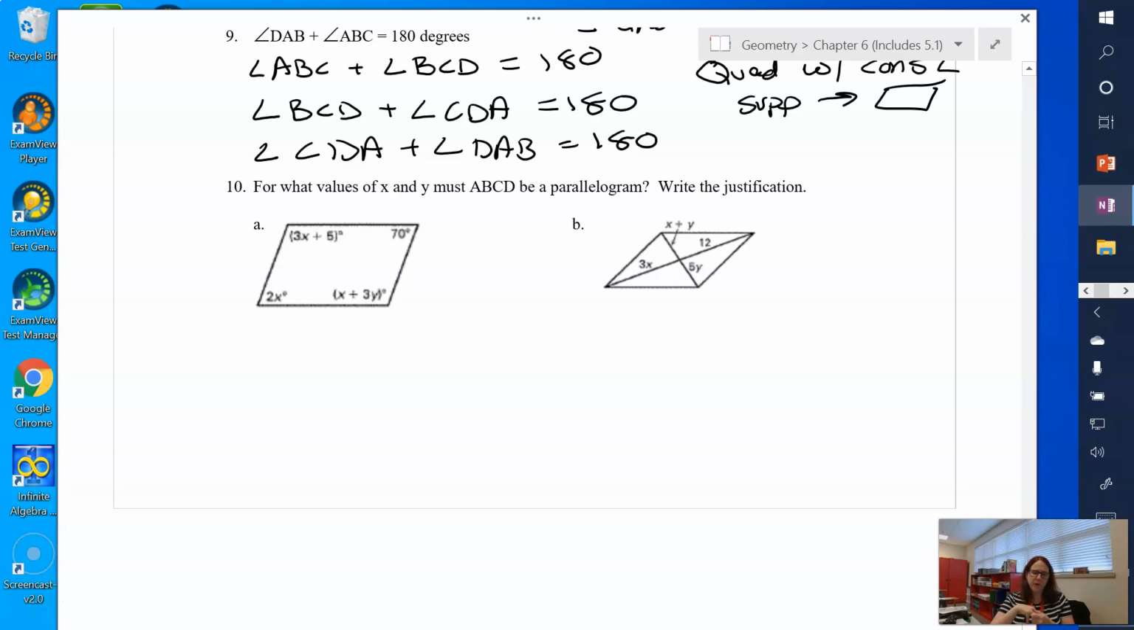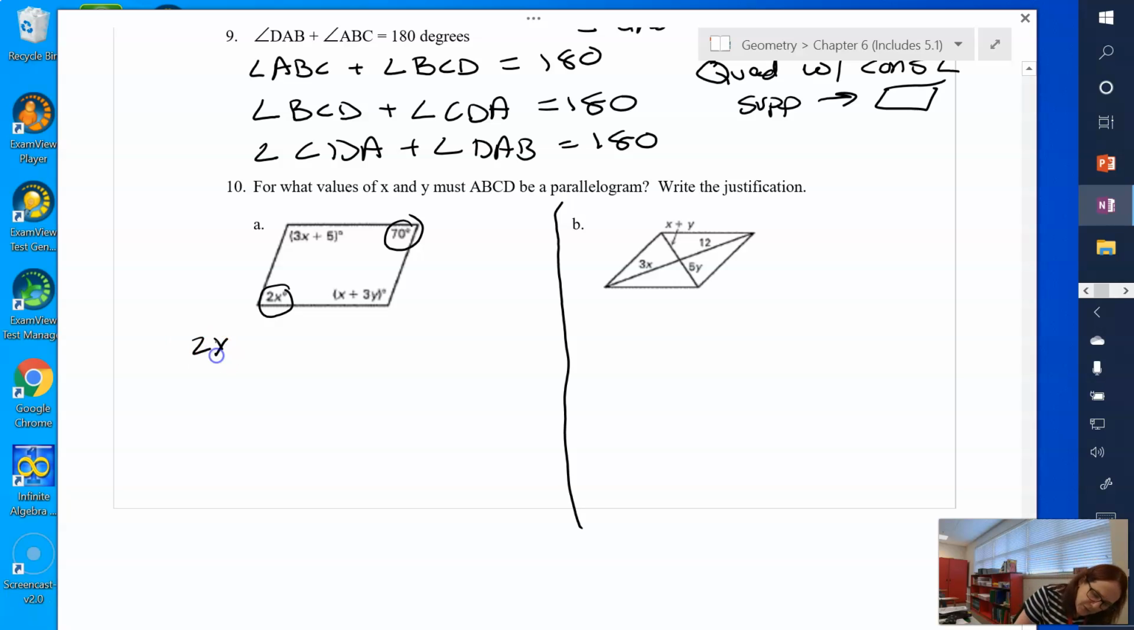So I have two parallelograms, and what I want to do is find the values of x and y that can make those quadrilaterals parallelograms. Right now I do not know that they're parallelograms, but I do know they're four-sided figures, so they're quadrilaterals. So looking at the first one, I'm going to do A first. I know stuff about the angles, so I'm just going to go for opposite angles being congruent.